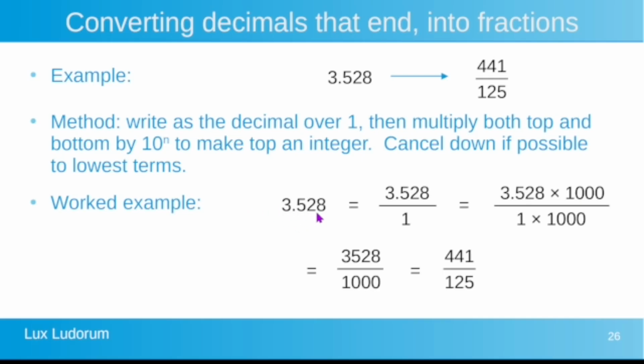So given 3.528, we write that as 3.528 over 1. We then multiply the top to make it an integer. So the decimal point's going to shift 1 space, 2 spaces, 3 spaces. So we multiply it by 10 to the power of 3, or 1,000. We multiply the bottom by the same number, always the same number, to multiply top and bottom. And that gives us 3528 over 1,000. Simplify that down, we get 441 over 125.